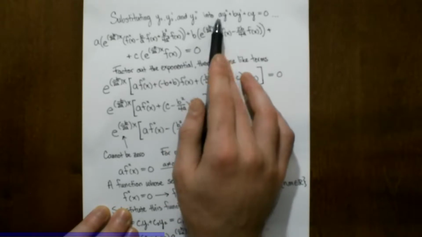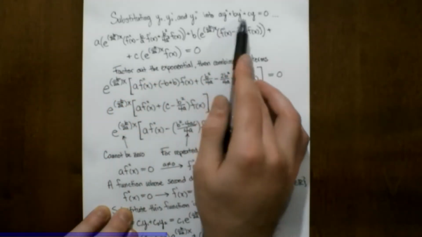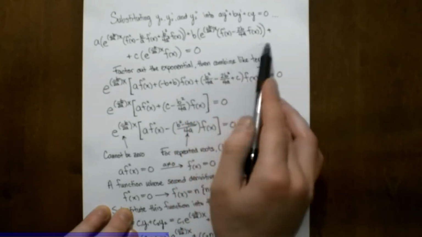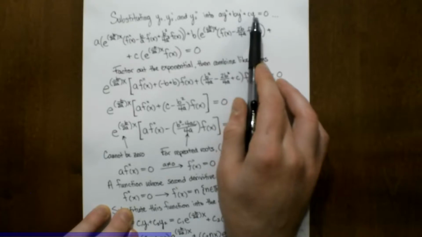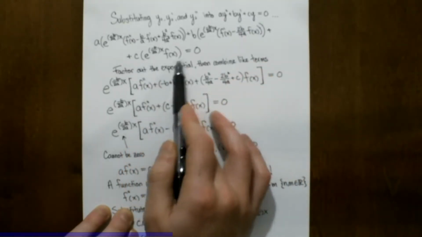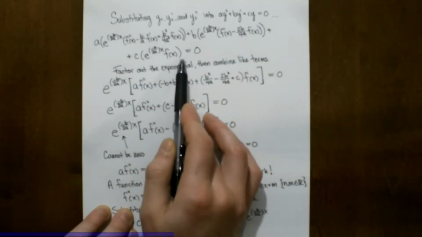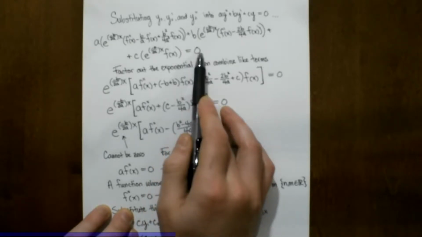It's hairy, but here it is. So we have a times y double prime, and if you remember, that looked like this, plus b times y prime. That one was a little bit simpler. Here it is right here. And plus then c times y. y was the simplest one, no product rules performed. And that must be equal to 0.